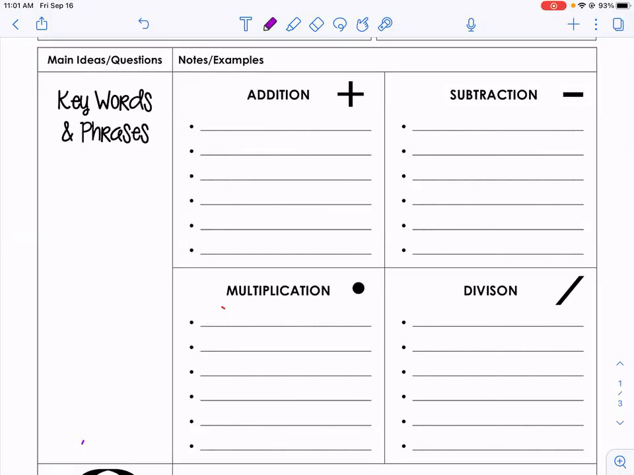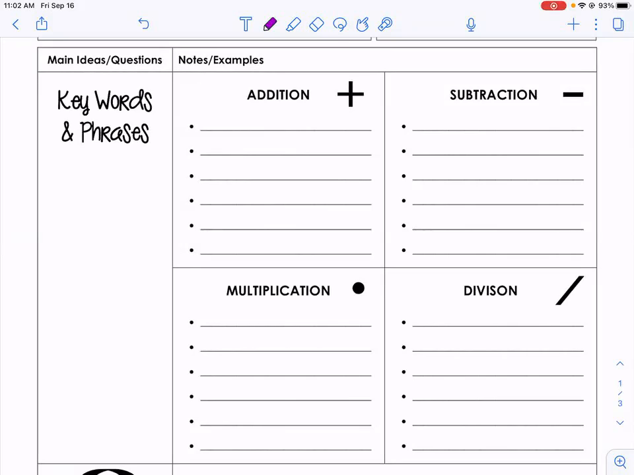And those of you who turned it in before 8 a.m., I've already given you feedback and I changed the colors of ones that were incorrect. So you can go back and look through that this weekend and fix them if you need to. Now, we are going to talk about what all the different words are that mean our 4 different operations.